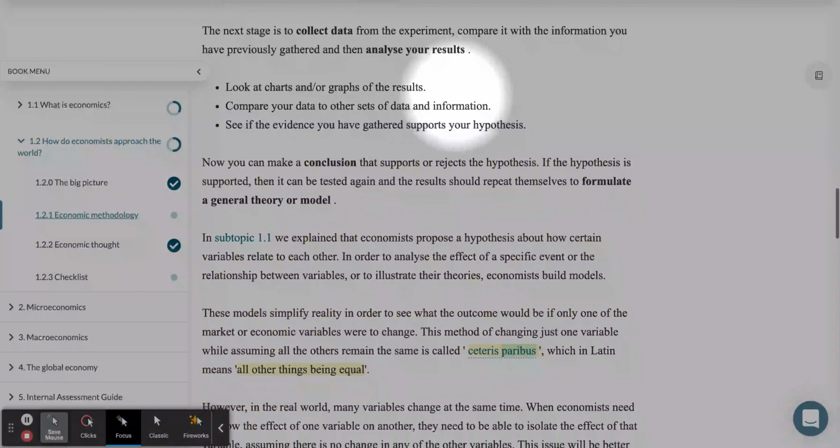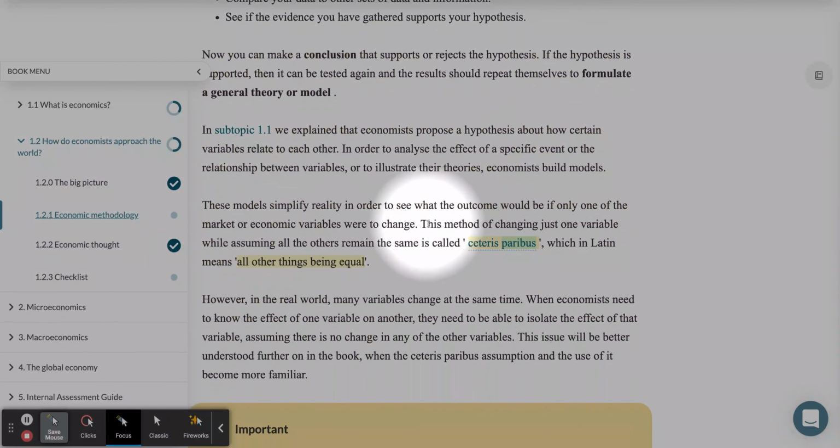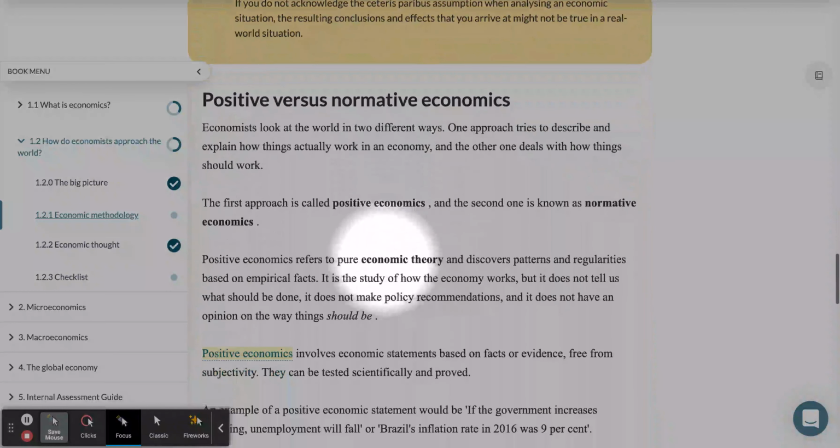Now, with that, you'll see this common term over and over for the next year and a half, ceteris paribus, where all things being equal. Economists always use this to say, if you could hold everything equal, then this would happen. However, in the real world, it's almost impossible to hold everything equal. So keep that in mind.